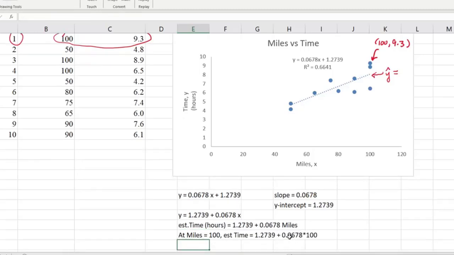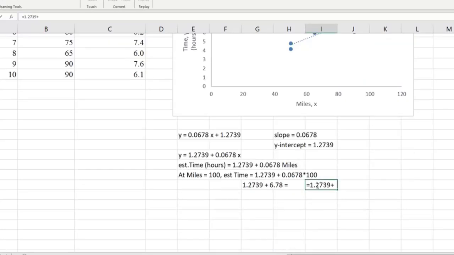This is going to be 6.78, so it's 1.29 plus 6.78, so you get 8.05. So this is your estimated time when miles is equal to 100. Okay, so this way we could make predictions.